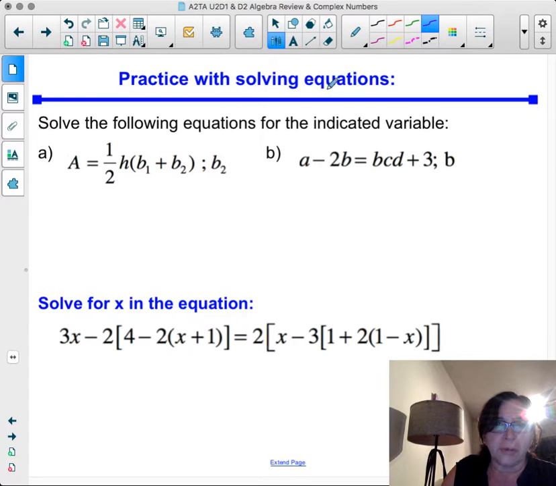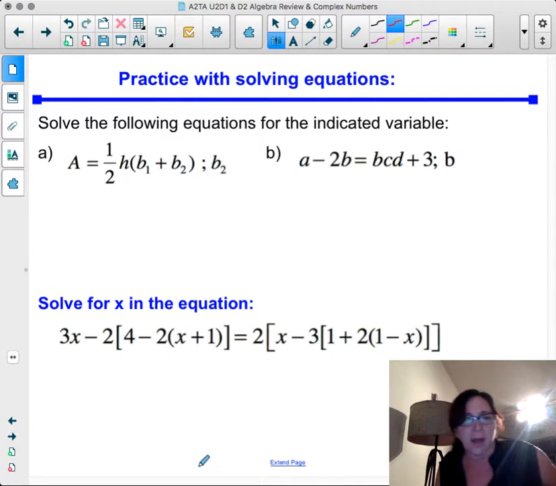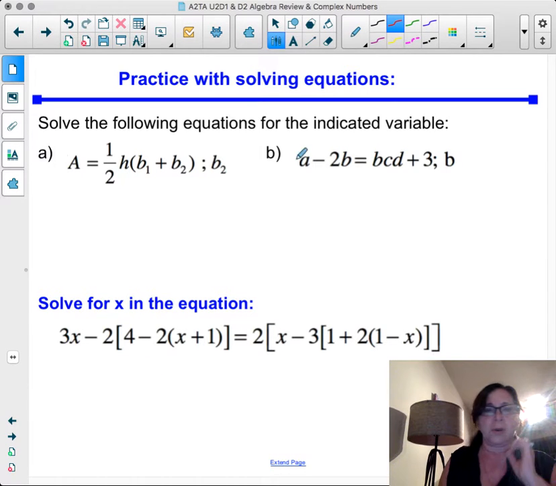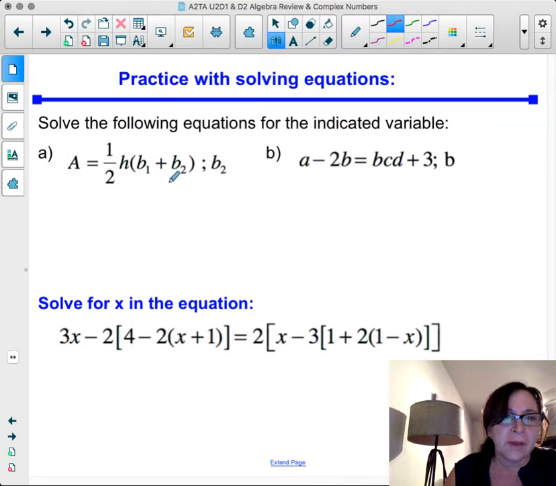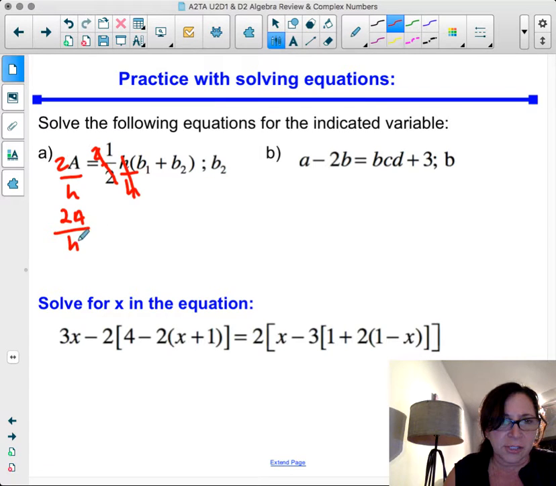These are called literal equations, and we want to solve for different values. The first one that we're going to solve for is b sub 2. So to isolate the b sub 2, we're going to slowly move everything else away from that. So that's 1/2. I'm going to multiply by 2 over 1. Those are gone. I'm going to divide by h. Those are gone. So right now I have 2a over h.